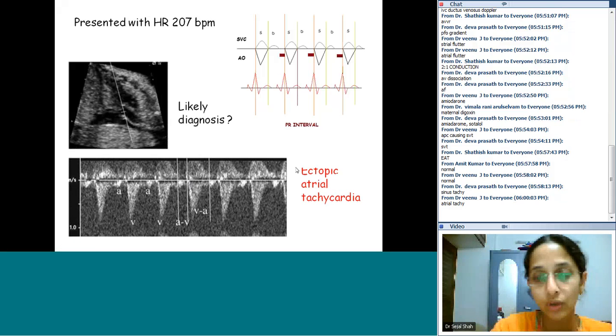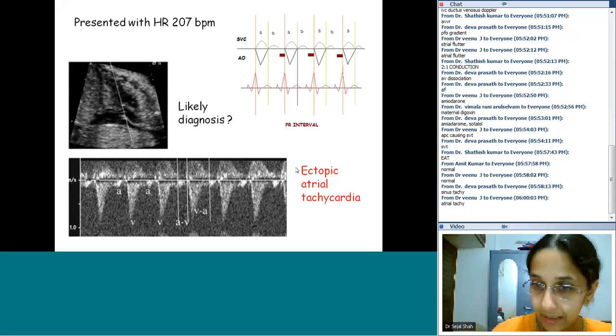That is correct. And ectopic atrial tachycardia needs to be managed like SVT in case it fits into the criteria of it being persistent and any evidence of hemodynamic compromise. So long RP tachycardia most commonly in fetal life is ectopic atrial. Short RP most commonly is atrioventricular reentrant tachycardia.